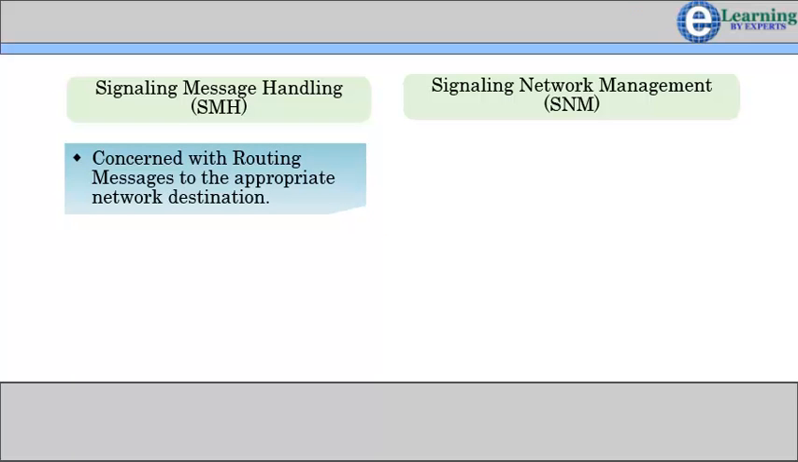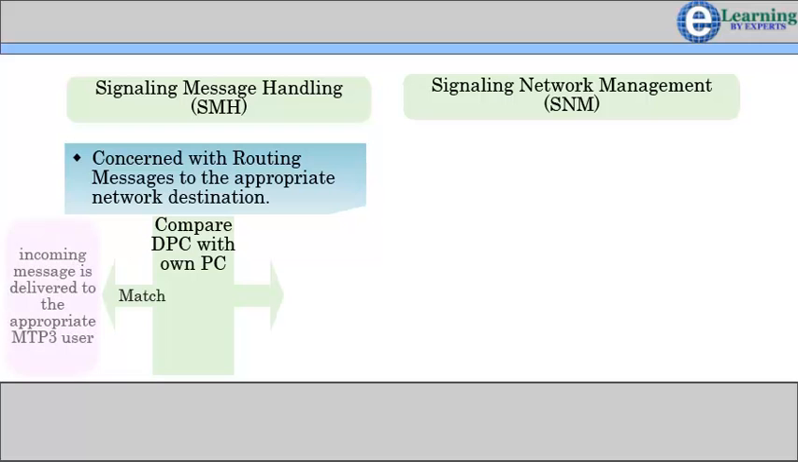Each node analyzes the incoming message, based on its destination point code, DPC, to determine whether the message is destined for that node. If the receiving node is the destination, the incoming message is delivered to the appropriate MTP3 user. If the receiving node is not the destination, and the message has routing capability, that is an STP, an attempt is made to route the message.